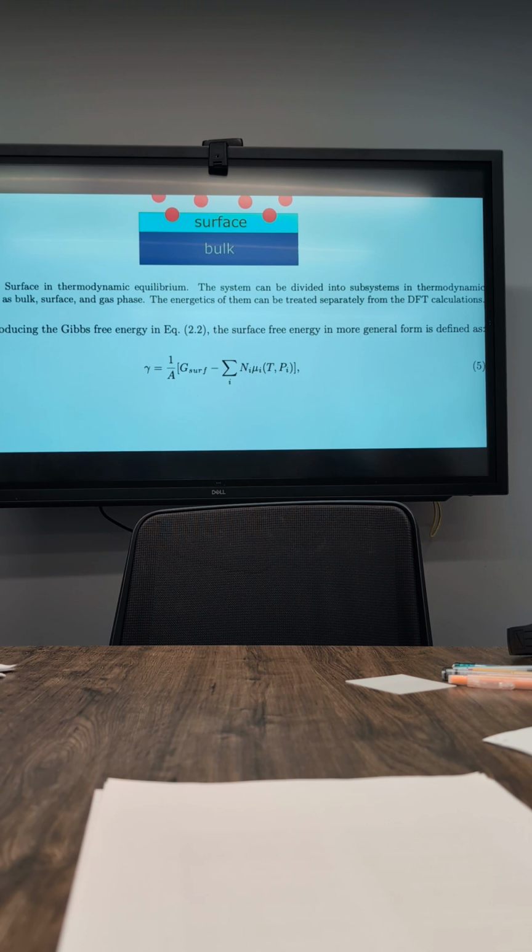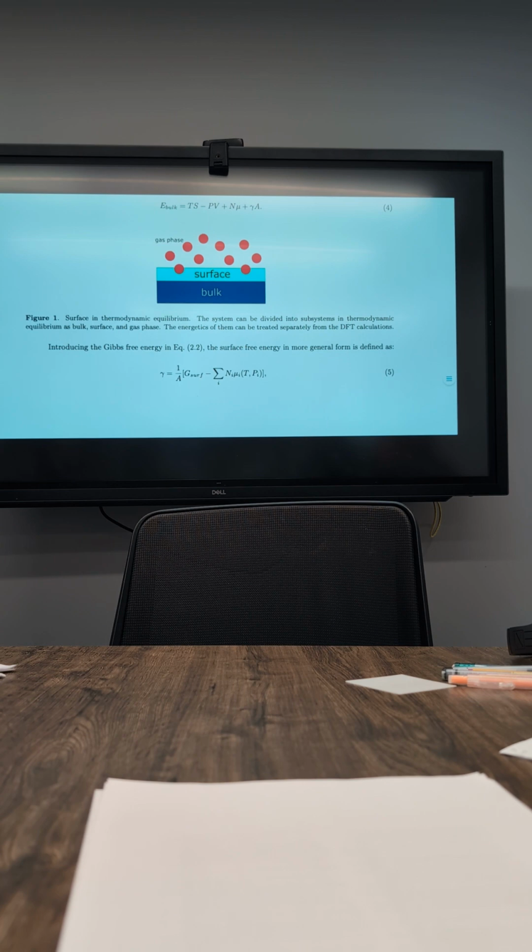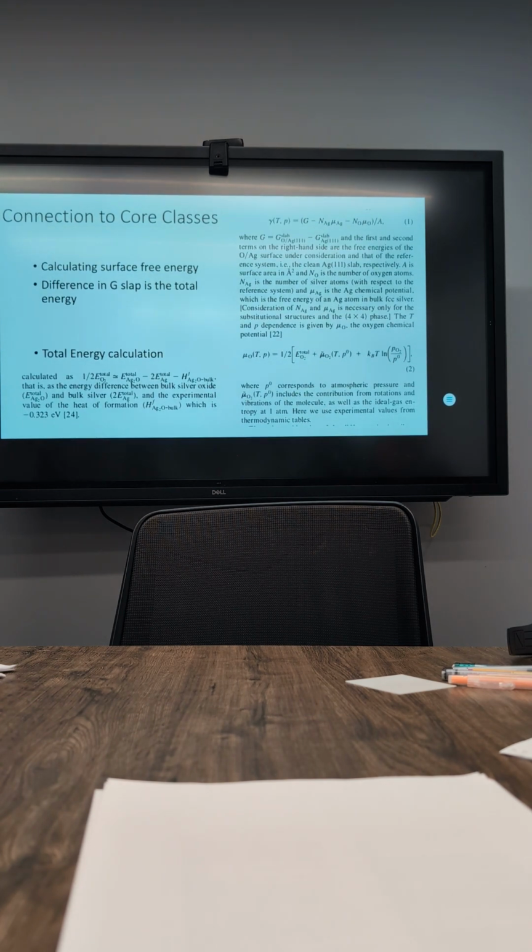So that's why I would probably have this. They have a similar equation in the paper, but just have this generally in your brain, where the surface energy is equal to 1/2 the area times the Gibbs free energy of the overall surface, minus the summation of the number of species and the chemical potential of each species at a given temperature and pressure. So I would just make sure that's in your brain, because they could say, write a basic equation for oxygen, 100 oxygen atoms, whatever.